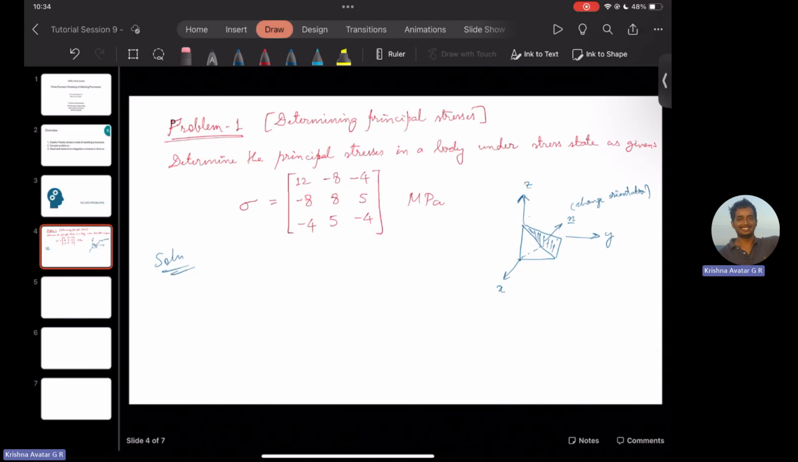Then there will be a certain plane. Right now this is the n vector, and this will be the t vector, which is also given as sigma into n. So this t here is a matrix. Recall that t is not parallel right now to n.